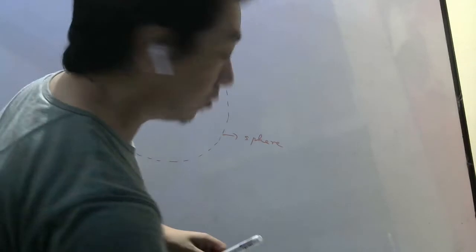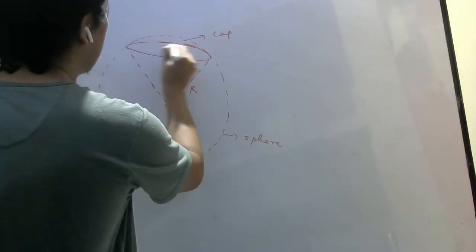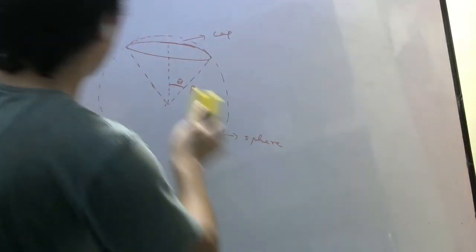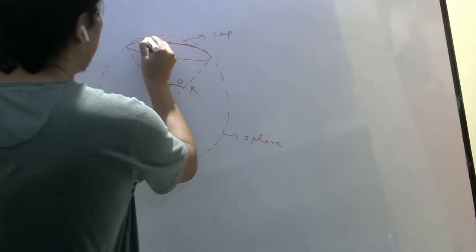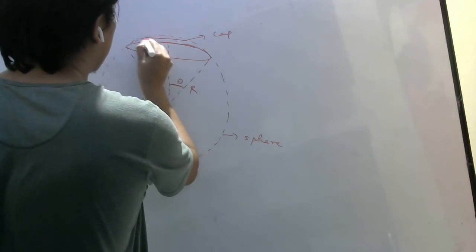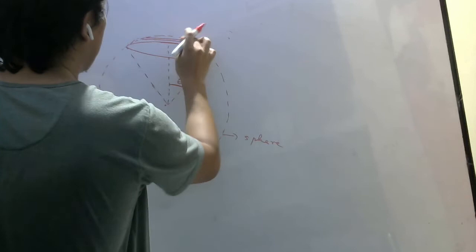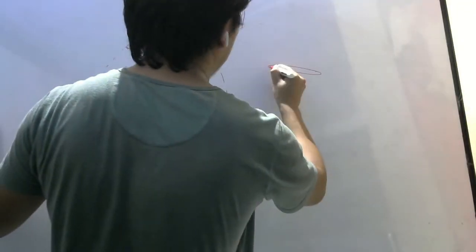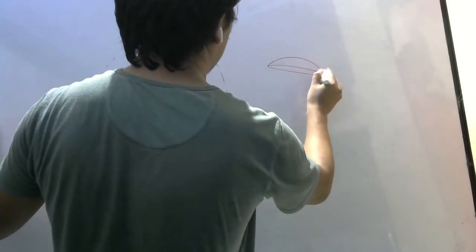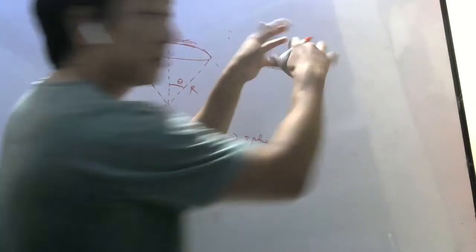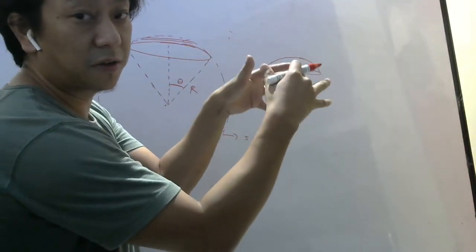So how shall we find this area? Okay, so for that, let us take a small ring here. This is a small ring which I have taken, because I am interested in this area. It's a curved kind of area.